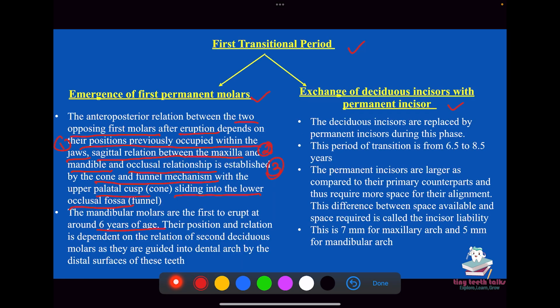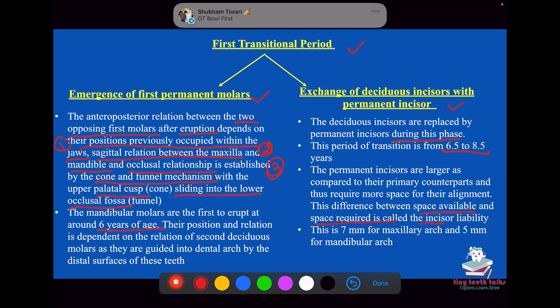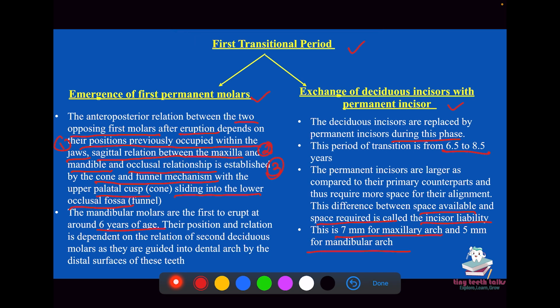Now the second event is exchange of deciduous incisors with the permanent incisors. The deciduous incisors are replaced by the permanent incisors during this phase, and this period of transition is from 6.5 to 8.5 years. The permanent incisors are larger as compared to their primary counterparts, so there will be a requirement of more space for alignment. This difference between the space available and space required is called the incisor liability. The permanent incisors need 7 mm for the maxillary arch and 5 mm for the mandibular arch.